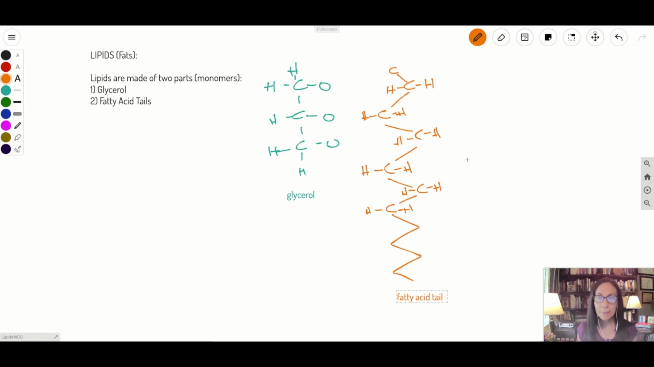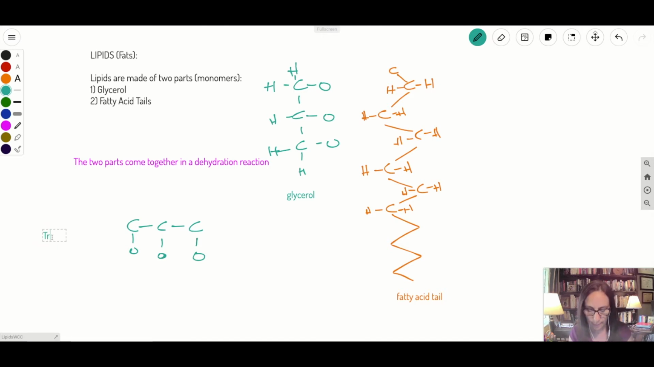These two parts have to come together in a dehydration reaction. So let's write that down. The two parts come together in a dehydration reaction. What we then get is a glycerol that looks like this. I'm just going to draw the carbons for now, but just know that all the carbons are attached to other things, and there are oxygens attached to each carbon. And this particular lipid is called a triglyceride, so I'm going to write that here. Triglyceride is this example.